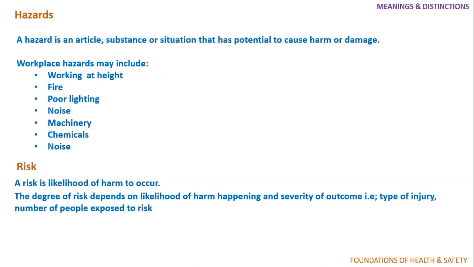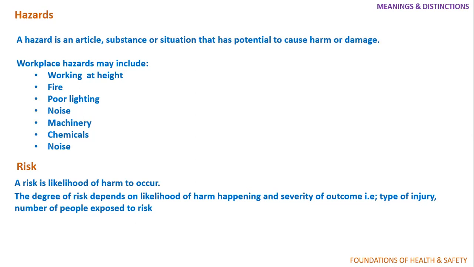Now we will discuss hazards. So a hazard is an article, substance or situation that has potential to cause harm or damage. So it can be either an article, substance, or a situation having a potential to cause harm or damage. So what are the workplace hazards? For example, work at height, fire, poor lighting, noise. Machinery could be a hazard if it is not properly guarded. Chemicals, noise. Or the next is the risk.